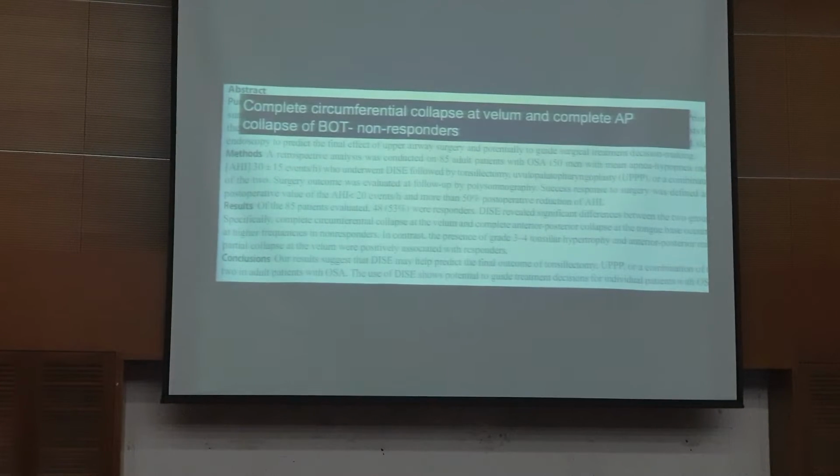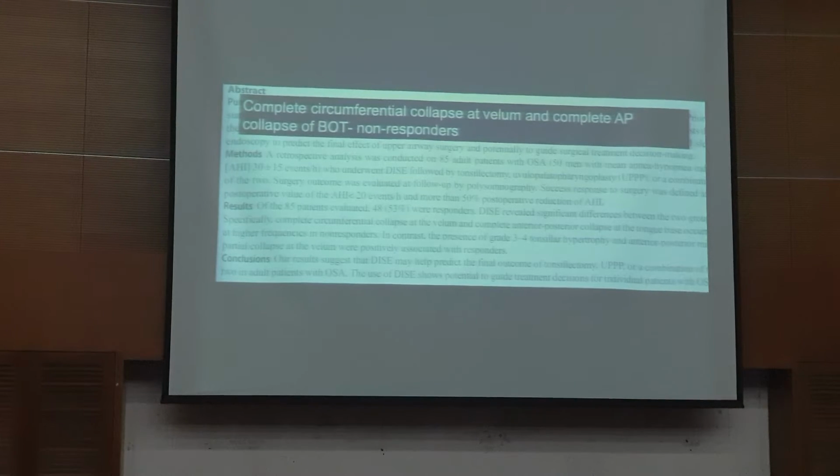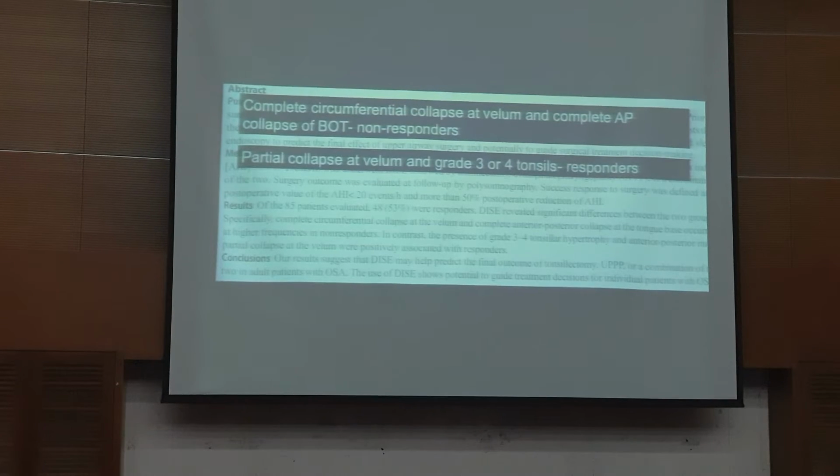Ideally we should do DISE on each patient with OSA. Why? Because based on this study, when you do DISE and find complete circumferential collapse at the velum pharynx, and complete apico-posterior collapse of the base of tongue, there are cases of non-responders to surgery. Surgery means your UPPP, pharyngoplasty, or tonsillectomy. But if you do DISE and find only partial collapse of the velum with big tonsils, there is a high chance of responders, cure with surgery.